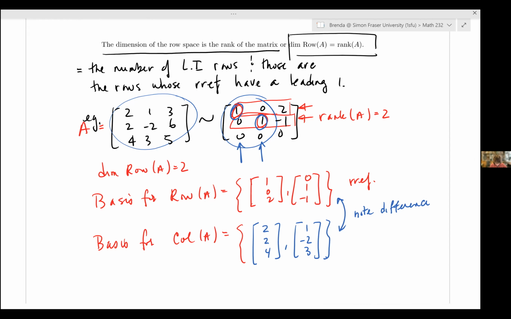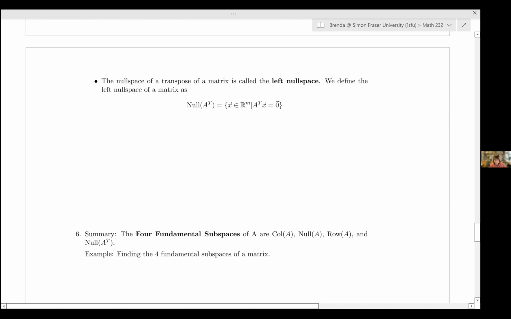Okay, we have another space that would be the null space of the transpose. And in our textbook, this is called the left null space. I tend to call it just the null space of the transpose, but it is all the vectors for which the solution A transpose x equals 0. It's exactly the same thing, except that we're working with the transposed matrix rather than the original one.